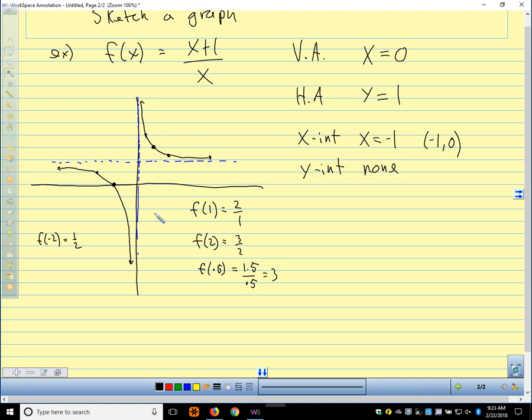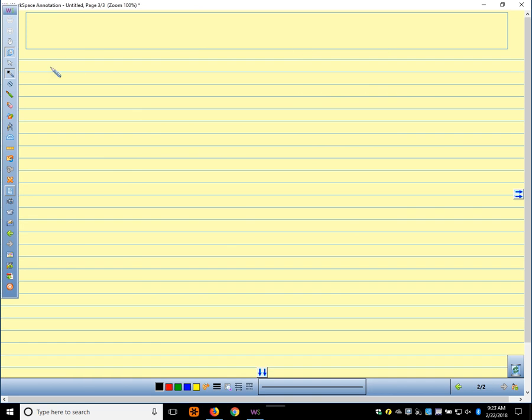So that's a nice rational function. Let's look at one with a little more stuff going on. Still sketching a graph. F of x this time is x minus 2 over x squared minus 2x minus 8.